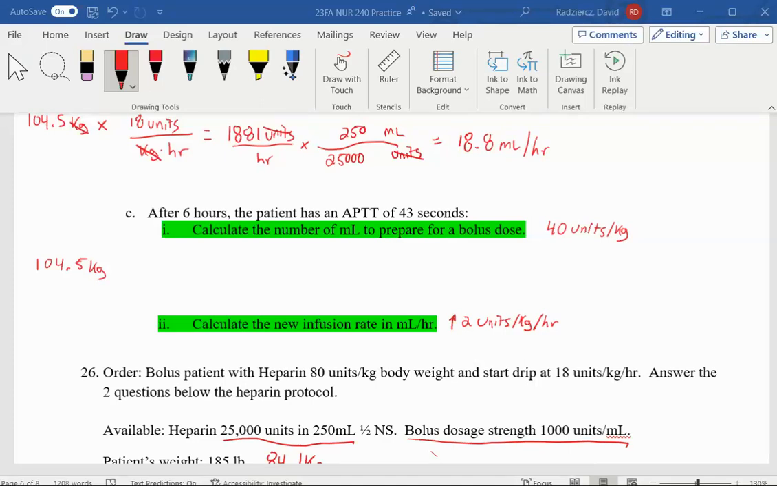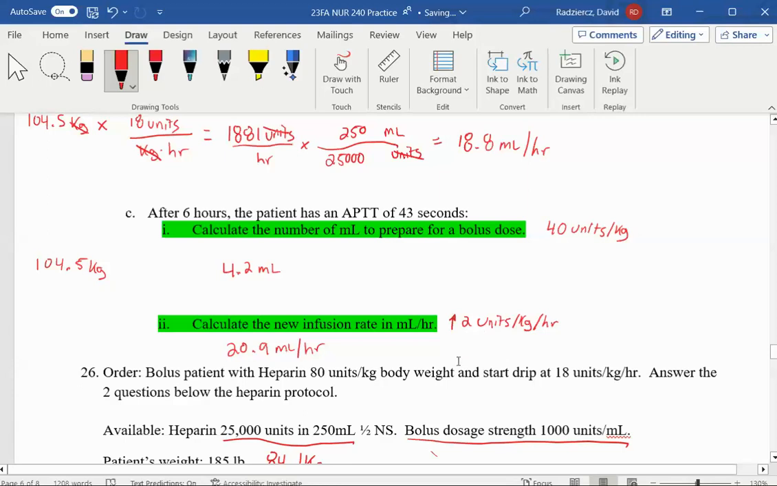All right, good. So it looks like most everyone's getting what I got, which is 4.2 milliliters for the bolus and 20.9 milliliters per hour for the infusion. So I'm going to write that here just so if you come back to this document, you can see that it's there. So 4.2 milliliters is that one, and then 20.9 ml per hour for that one.